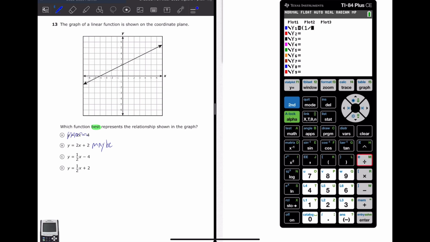Don't forget, when you're putting in fractions into the y equals, use parentheses. Nope. Looks good.